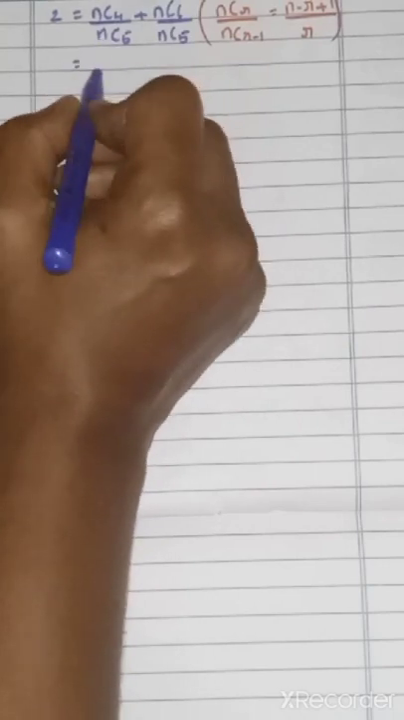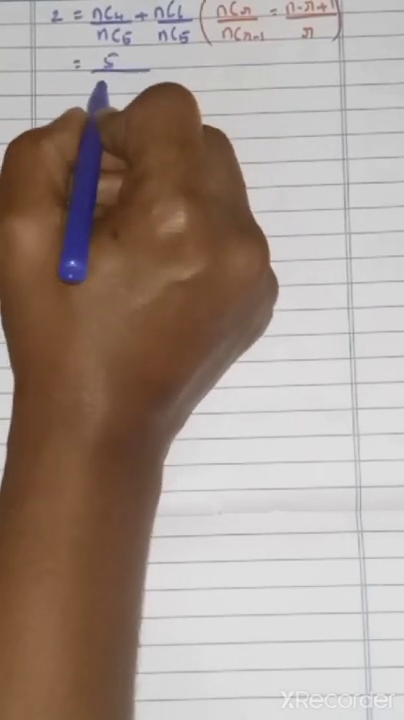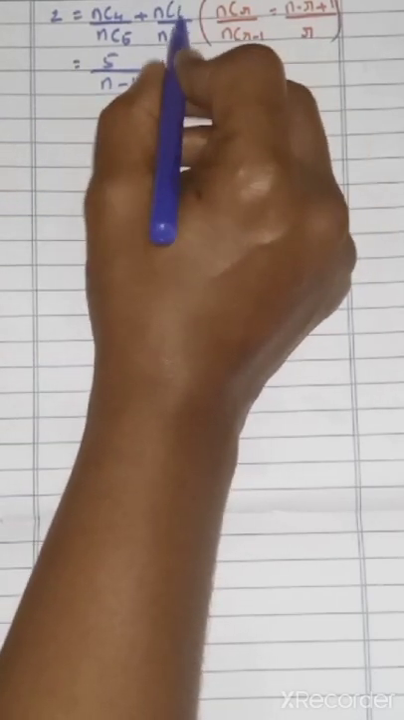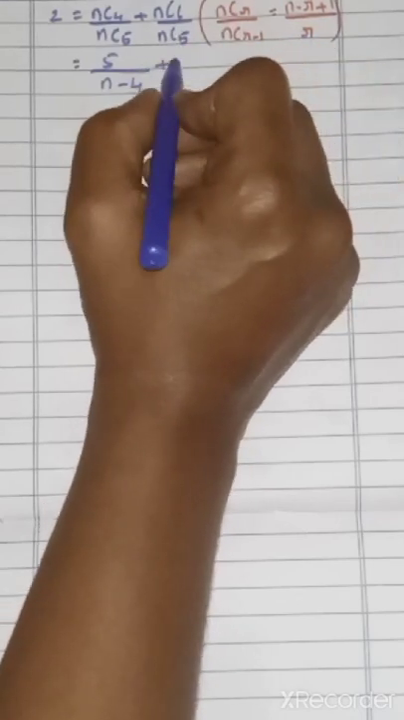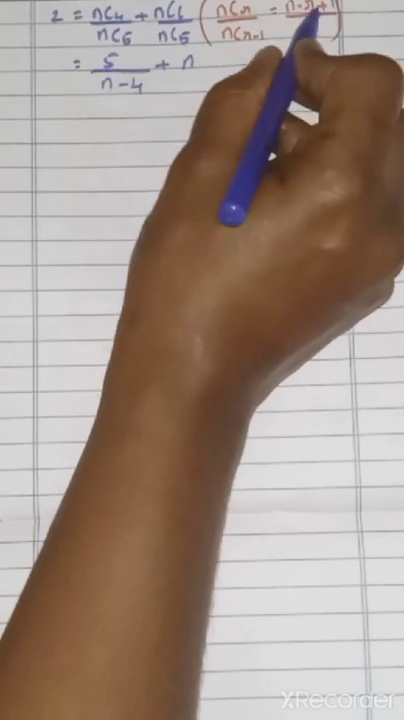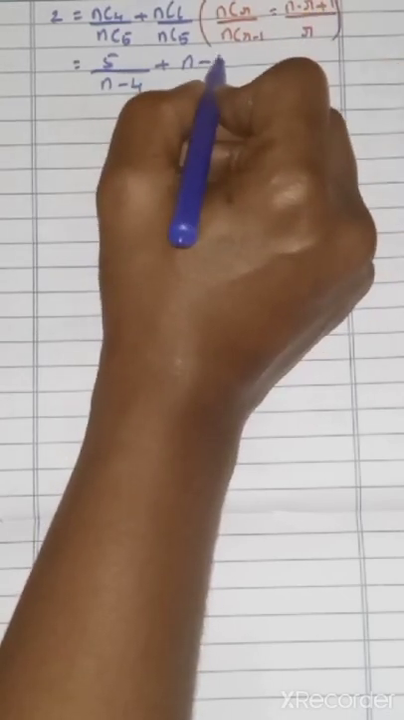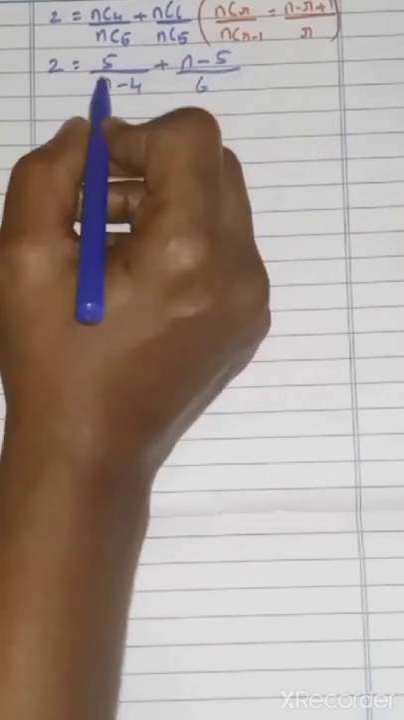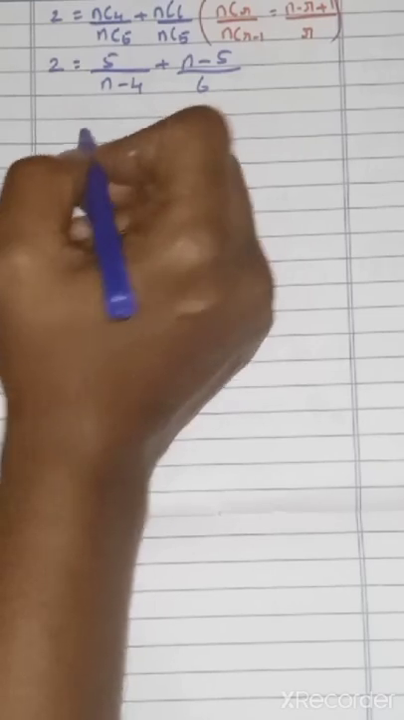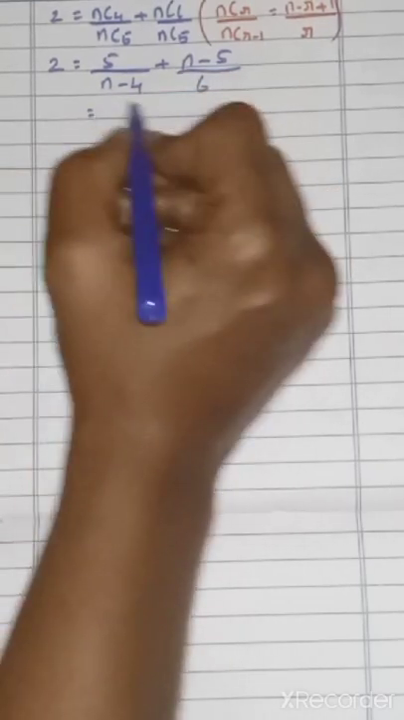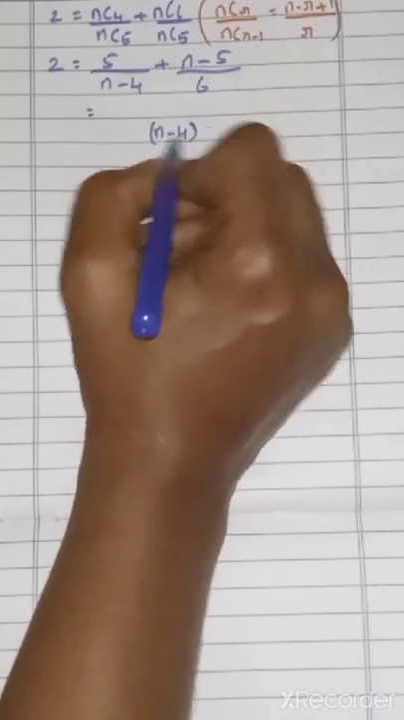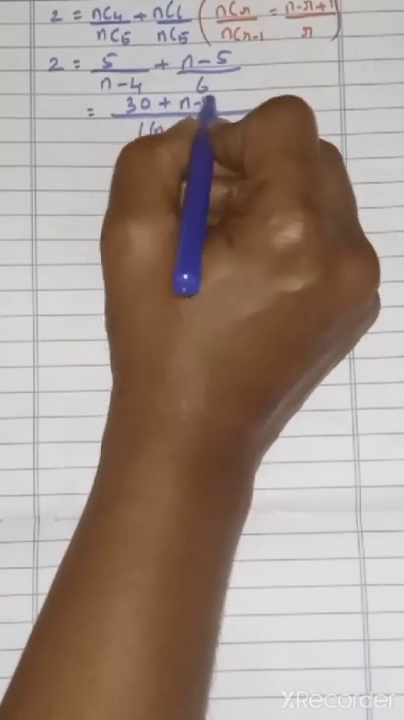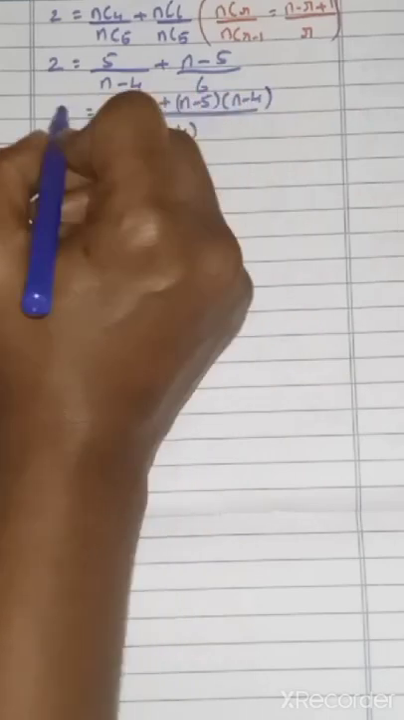So here your r value is 5, that is 5 by (n minus 4). Similarly, you can write this one in the same format: r value is 6, so (n minus 6 plus 1), that is (n minus 5) by 6. So (n minus 5) by 6 equals 2. Again, taking LCM, we will get 6 fives are 30 plus (n minus 5) into (n minus 4) equal to 2.